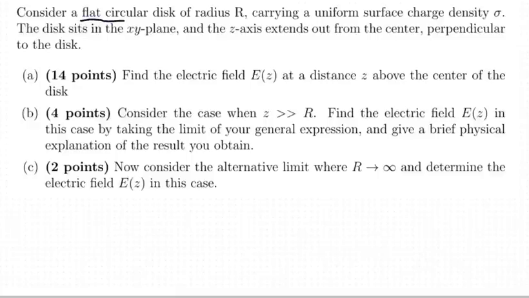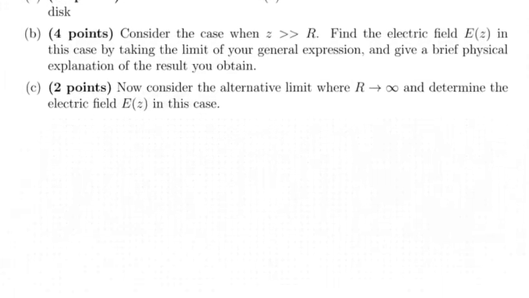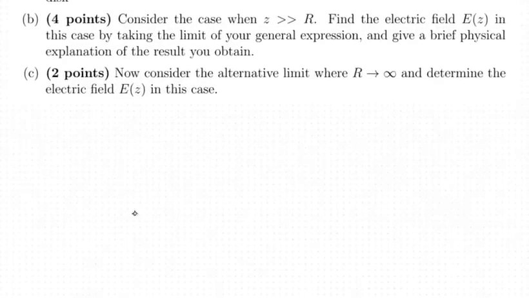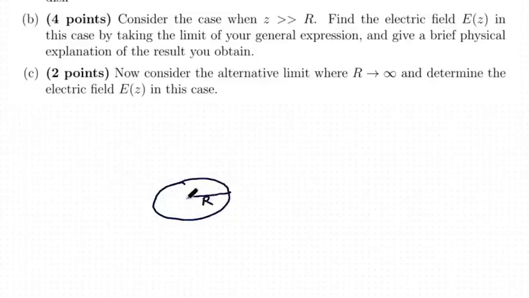the shape, which is the flat circular disk with radius r. So assuming this is a flat disk, and this is the radius r, and we have the distance above the center, which is z, and we are asked to calculate the electric field at this point.